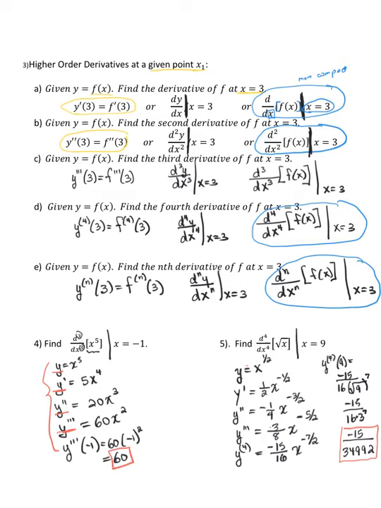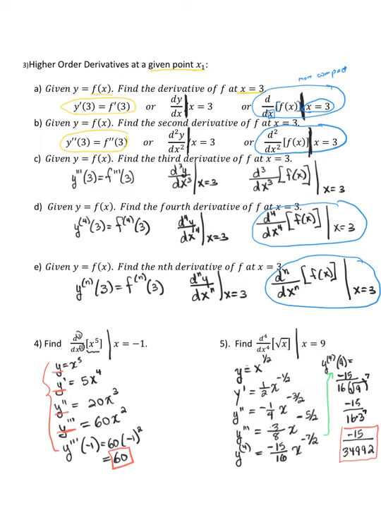5/2. Remember, we always subtract 1. And then finally, the fourth derivative is negative 15/16, which is negative 3/8 times negative 5/2, x to the negative 7/2. Now moving up here, we substitute 9. So we rewrite x to the negative 7/2 as the square root of 9 to the 7th.